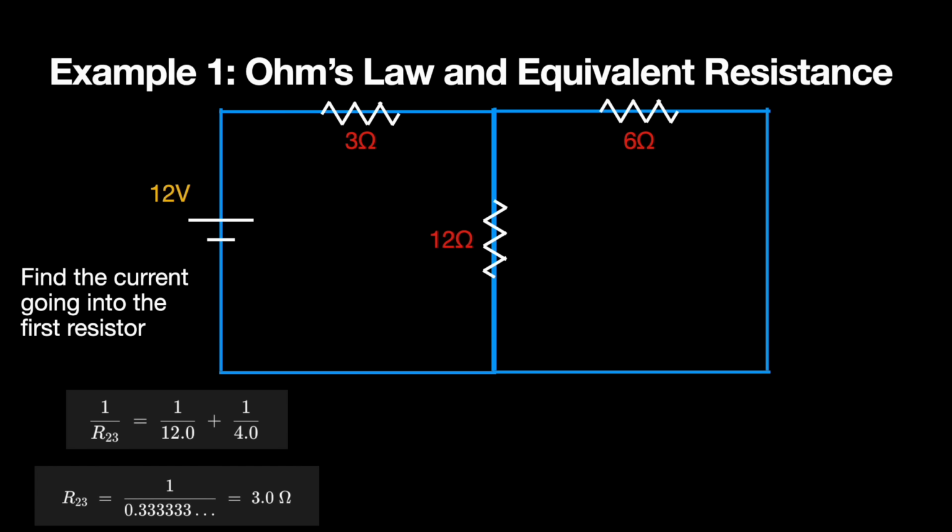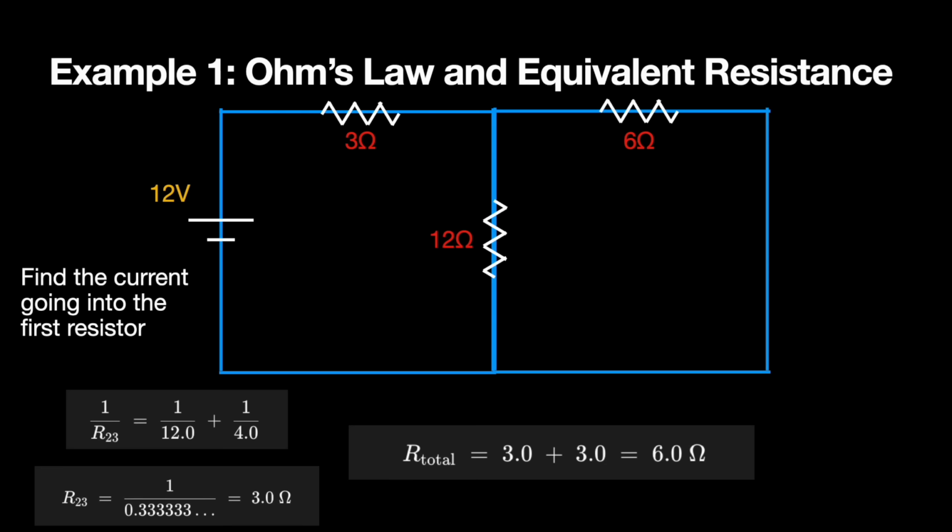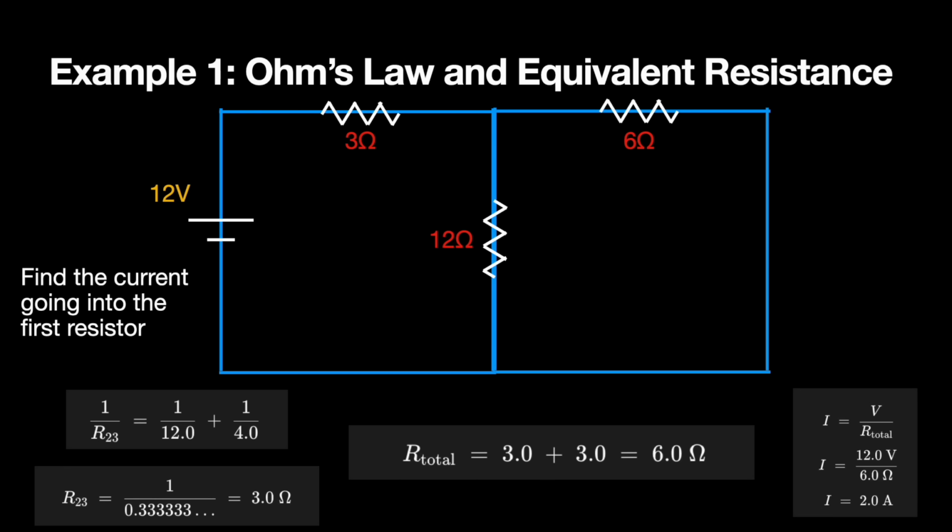So, using our resistance laws, we can find out the equivalent resistance for the circuit is 6 ohms. And rearranging Ohm's law to solve for current, we can get 2 amps as the current going into the first resistor. Let's solve a more complicated circuit using Kirchhoff's rules.